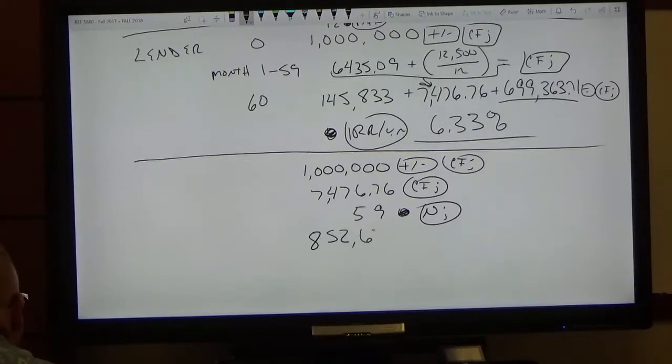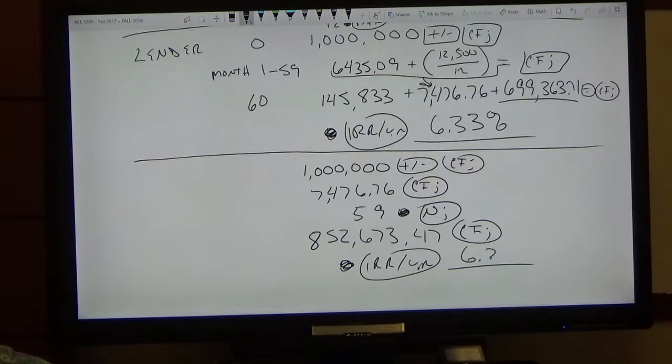852,673.47 as a cash flow, and then you solve for internal rate of return. All it was, was just combining everything from up above.